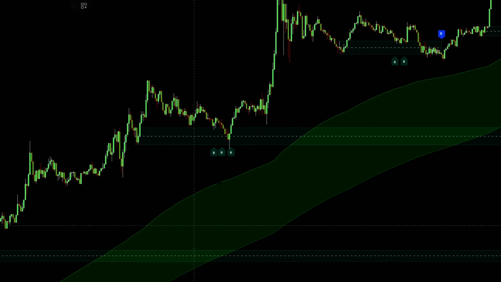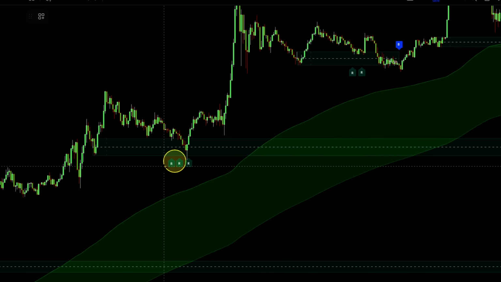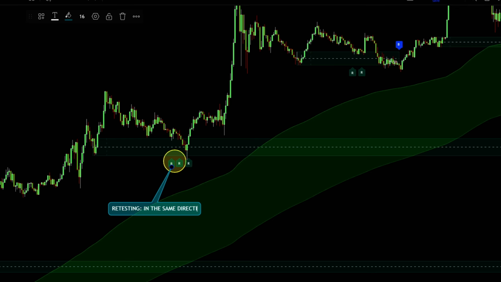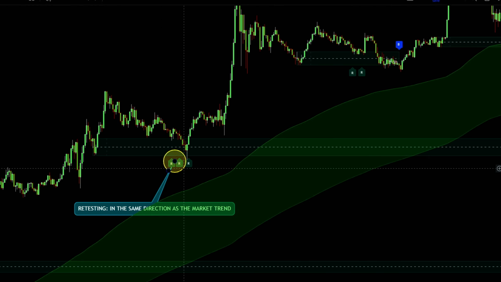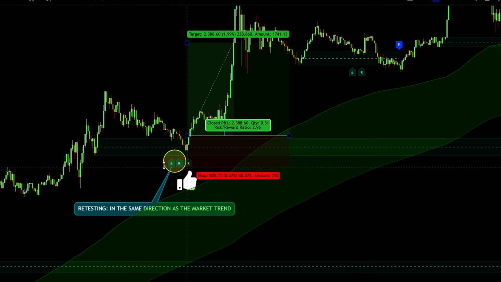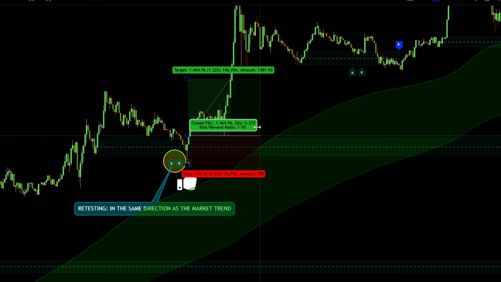Alright, back to the example. A bit later, we've got another demand zone forming. Price comes down and retests it. And this time, those retest signals are pointing in the same direction as the trend. Perfect. That's a valid buy signal backed by the market structure and momentum.